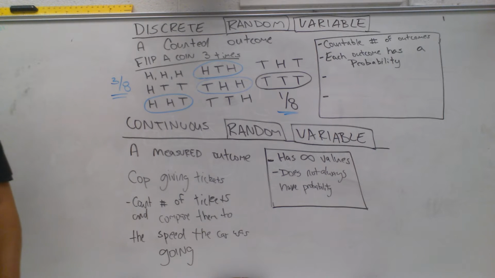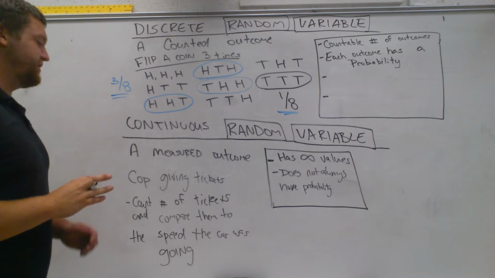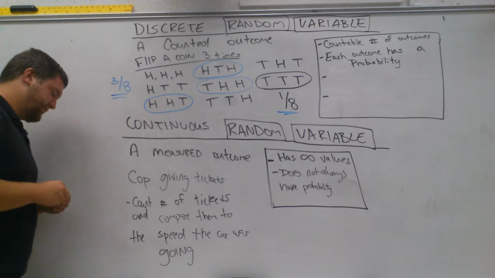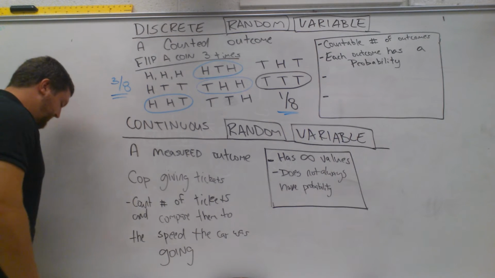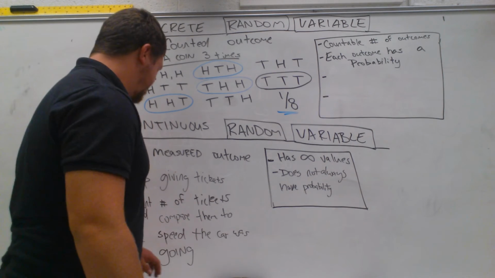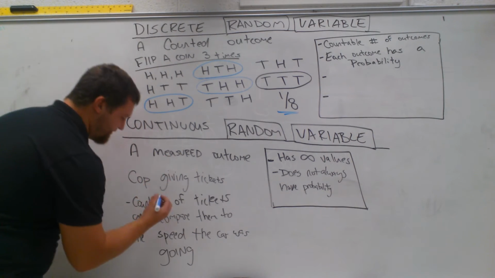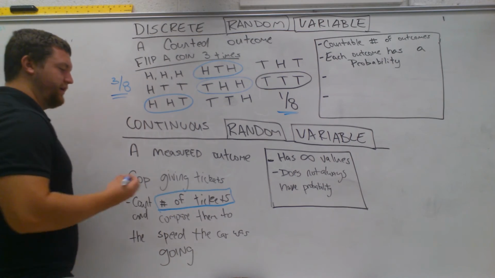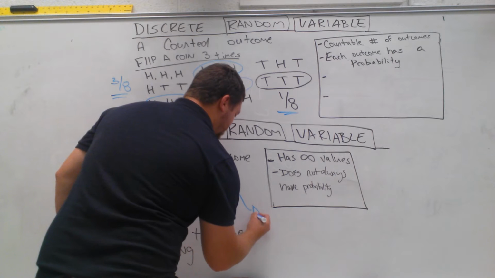There is a discrete variable, and there's a continuous variable. The discrete variable is the one that you can count. I kind of gave that away, I didn't mean to. Sometimes it just happens. So if I count the number of tickets, that is my discrete variable. So the number of tickets would be discrete because I'm counting it. Discrete.